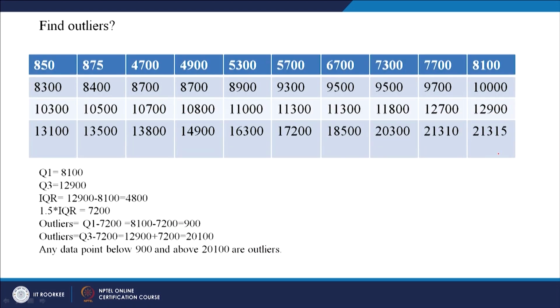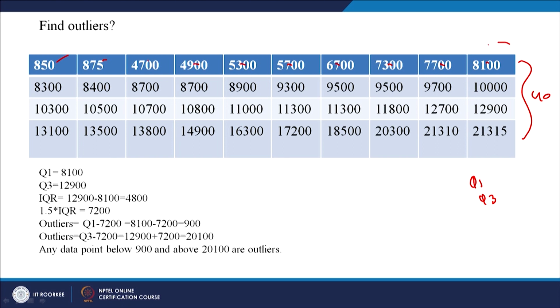Let us look at this example. We have to find out outliers. Here you have got how many data points? Let us say 1, 2, 3, 4, 5, 6, 7, 8, 9, 10. So, there are 40 data points, right, and we have to find out outliers. First of all, what do you need? You need Q1 and Q3, right.